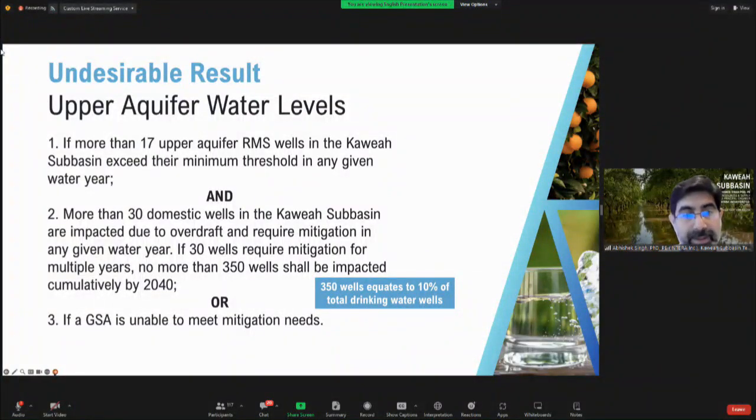What's important to note is that with these revised minimum thresholds, the number of domestic wells that may be potentially impacted under our minimum thresholds are significantly lower than the previous GSPs. So to summarize, the 30 domestic wells in a given year represent less than 1% of domestic wells in the Kaweah Subbasin. And cumulatively over the GSP implementation period, this would represent about 10% of domestic or drinking water wells in the basin. Next slide.